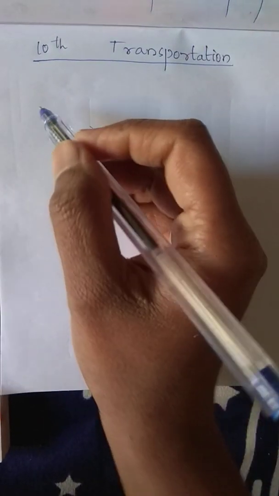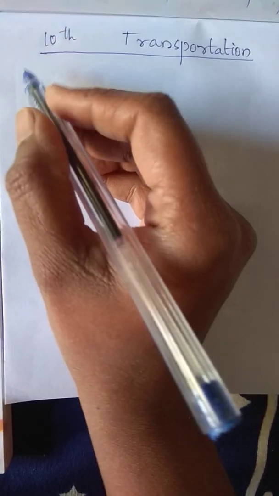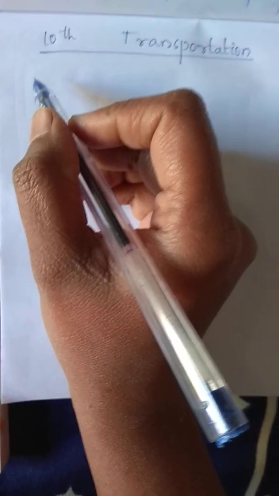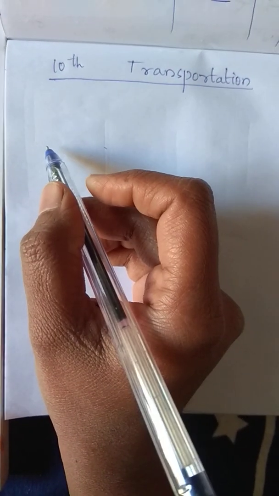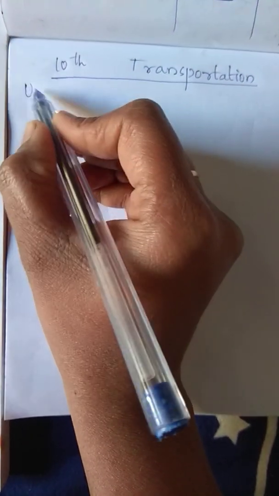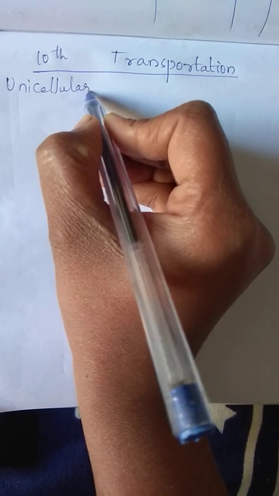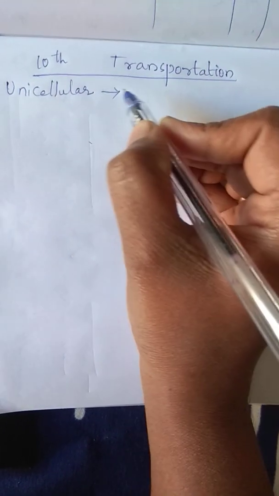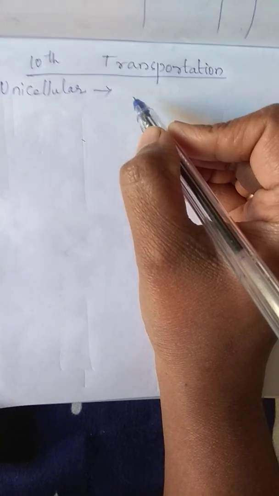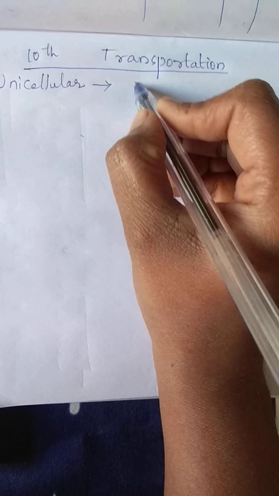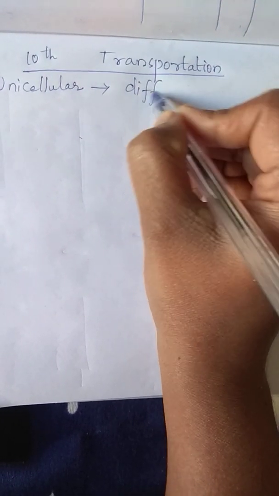So what is transportation? It is the transfer of substances from one place to another. That means food transport, water transport, anything. So in our body, how are food and water transported? For example, we have unicellular organisms. Unicellular means having only a single cell. In unicellular organisms, the materials, that is food and water, are transported through a process called diffusion.